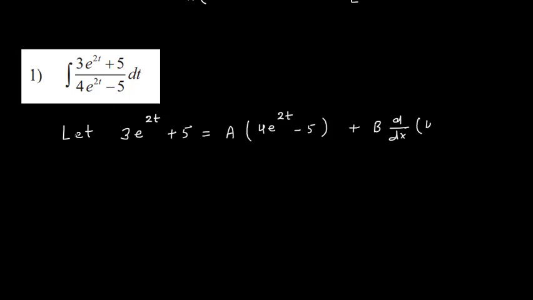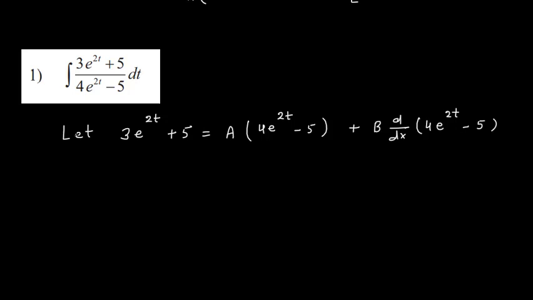So here I have this first question: integration of (3 e^(2t) + 5)/(4 e^(2t) - 5). Okay. So what I will do, I will say that let 3 e^(2t) + 5 be equal to A times (4 e^(2t) - 5) plus B times the derivative of this (4 e^(2t) - 5).